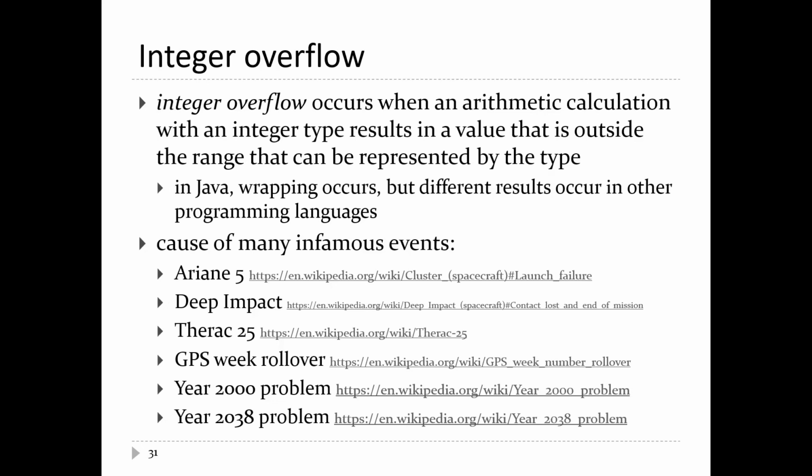Now, integer overflow has been the cause of many infamous and unfortunate events. So Ariane 5, that's the European Space Agency rocket. Its predecessor was Ariane 4. When they made Ariane 5, they took a lot of the software for Ariane 4 and ported it over to Ariane 5. Now, one of the problems is Ariane 5 is a much bigger rocket than Ariane 4.